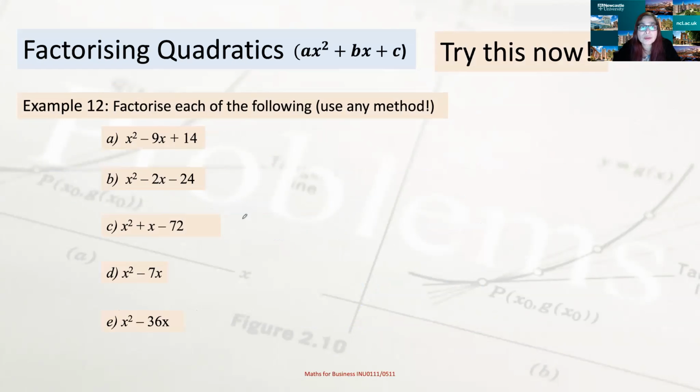So I want you to try this. Any method, use your own method. It's up to you. If you find that method easy, please use that.